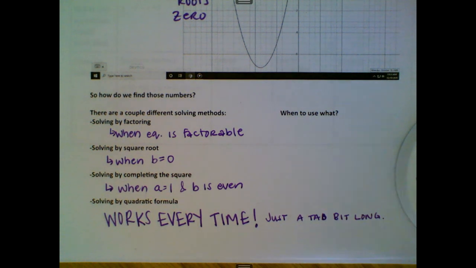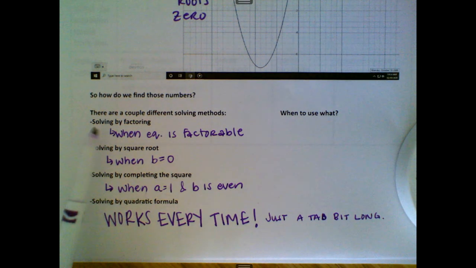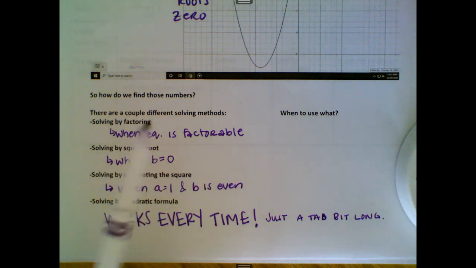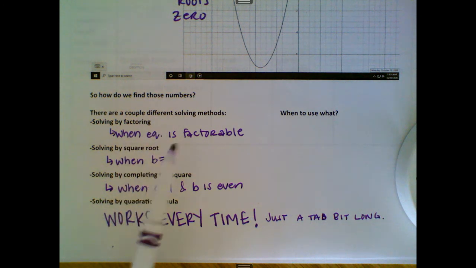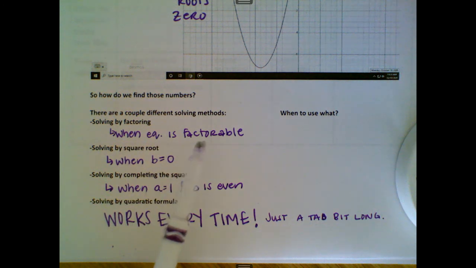There's a couple different options on how to solve quadratics. The options are solving by factoring, solving by taking the square root, solving by completing the square, and solving by the quadratic formula. You're going to want to write this down in your notes. Solving by factoring can only be used to find the zeros when the equation is factorable. That makes sense, like above.